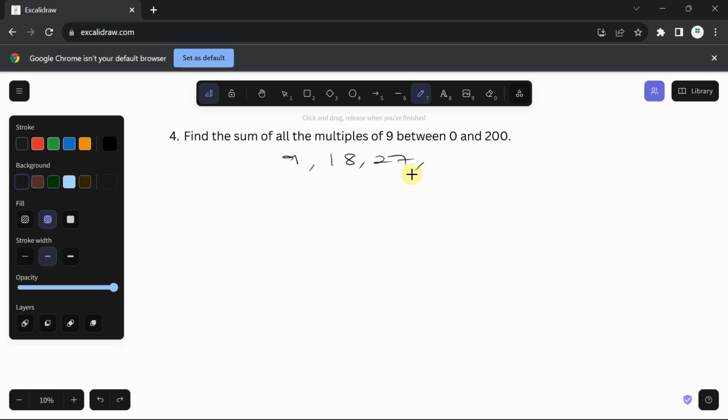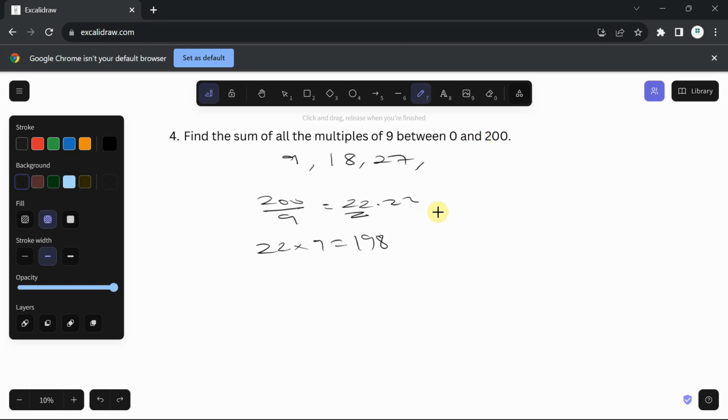Do we keep on multiplying like that? No, there's a simple trick you can use. If I do 200, which is the last value, divided by 9, that will give me 22.22222. So I just need the first value, 22, the whole number part. If I do 22 times 9, that gave me 198. So this 198 is the last multiple of 9 inside this range.